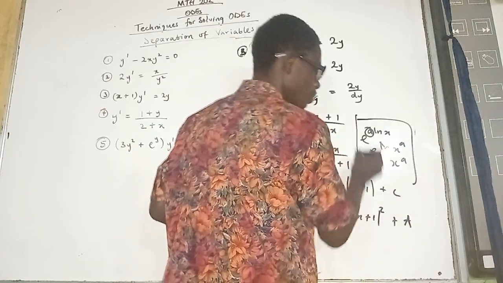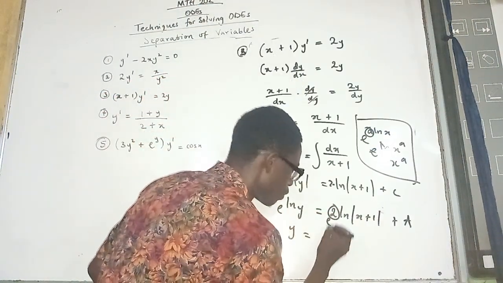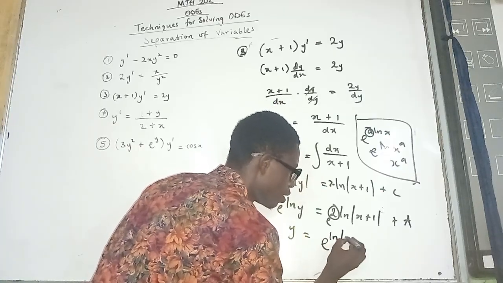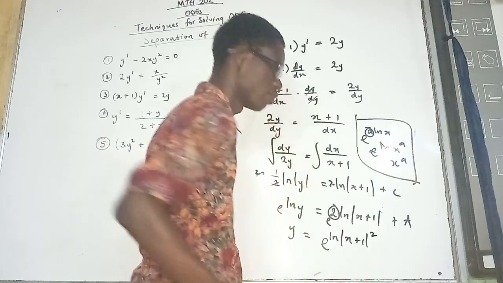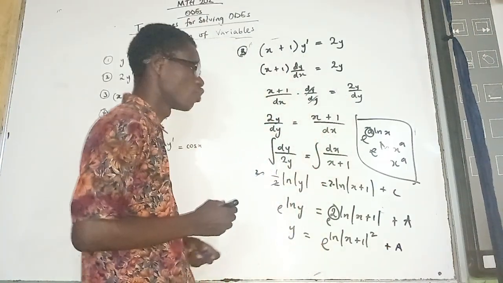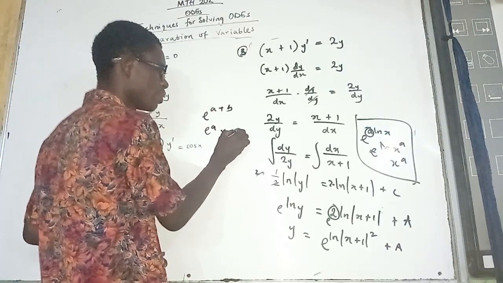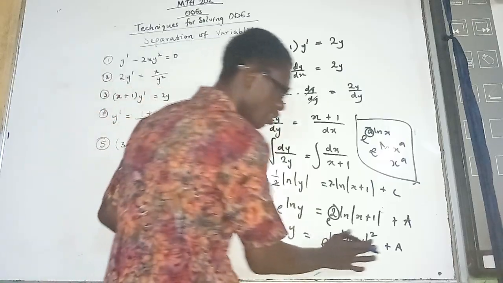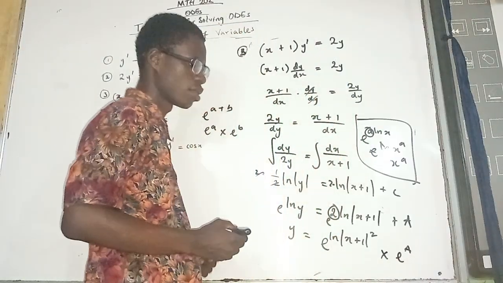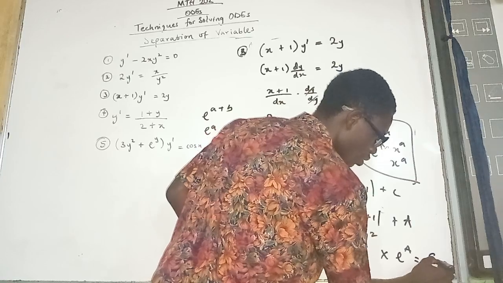This is logarithm. Now I can bring 2 to this side and say e raised to power ln of x plus 1 squared, right? Plus a. Now don't forget laws of indices. e raised to power a plus b is the same thing as e raised to power a times e raised to power b. So I can easily rewrite this as times e raised to power a, right? Now I can call this e raised to power a my third arbitrary constant and call it c2.